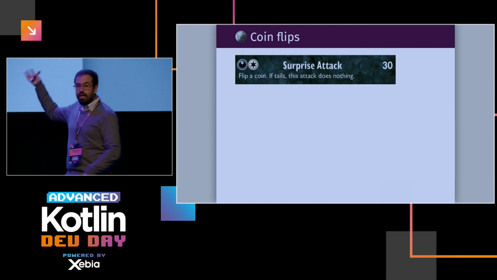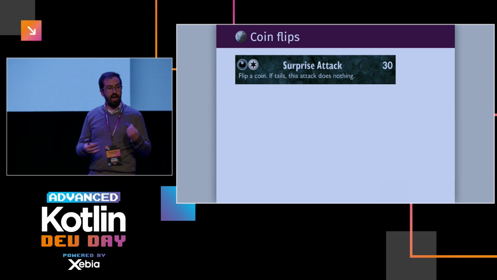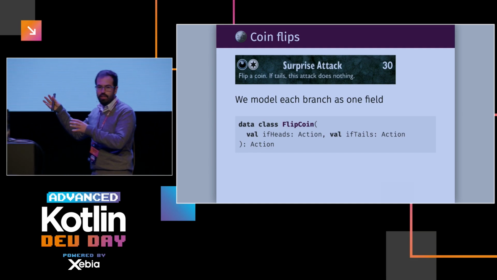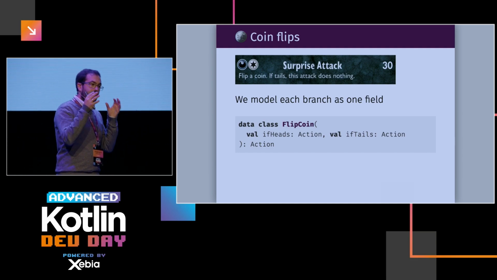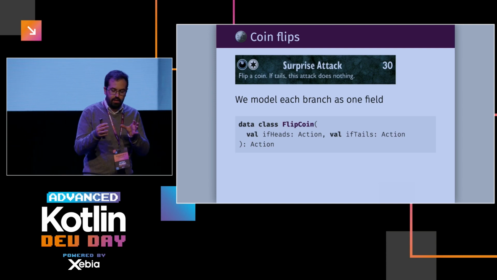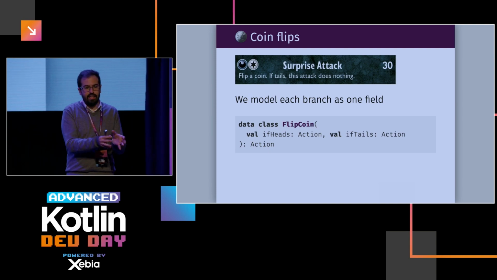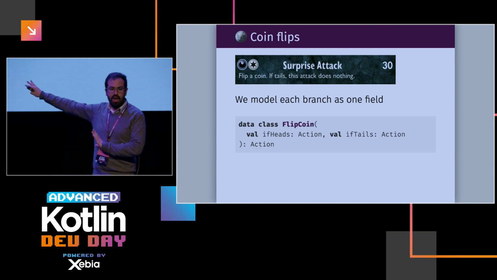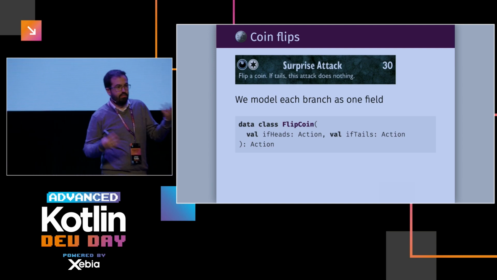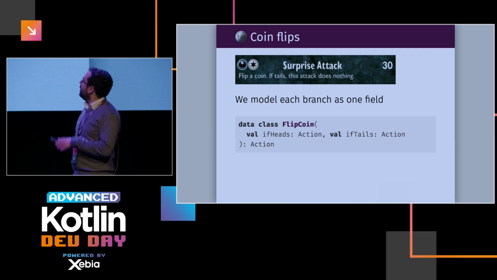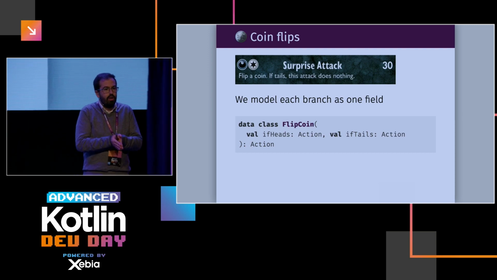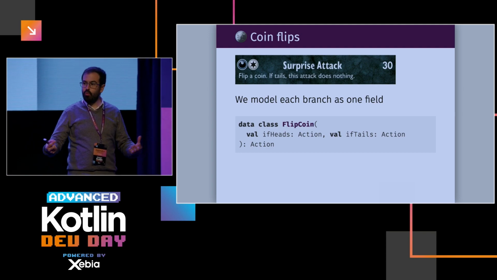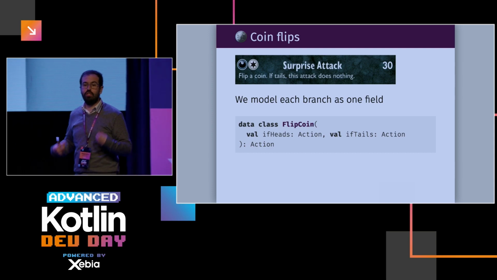Yeah, doesn't matter. If you have a new primitive action like flipping a coin, what we are going to do is we are going to model this as a new data class extending this action. So this flip a coin now is a new type of action. That's what the extends is saying here. And here what we are going to do is to model the two possible branches. Because remember, we are not executing something, we want to model this. We want to be able to describe.